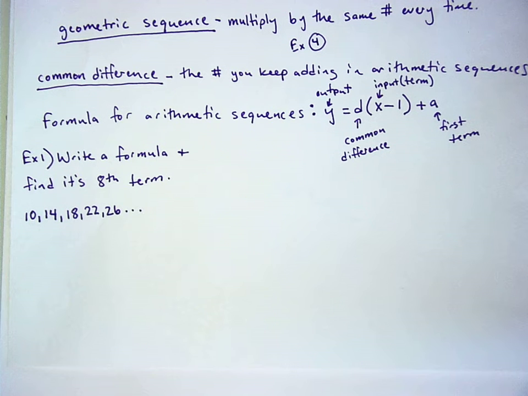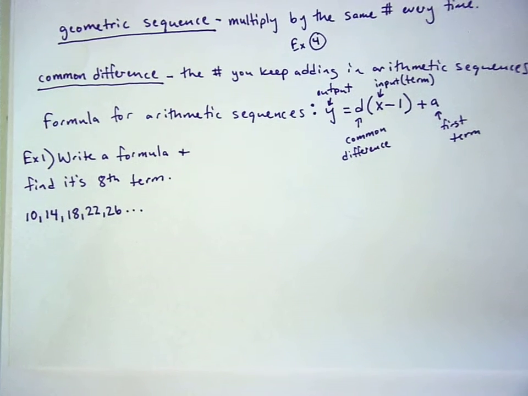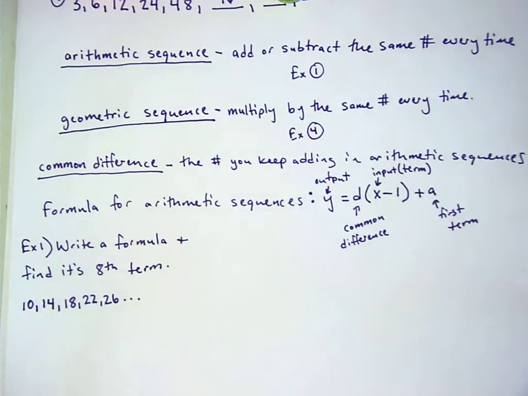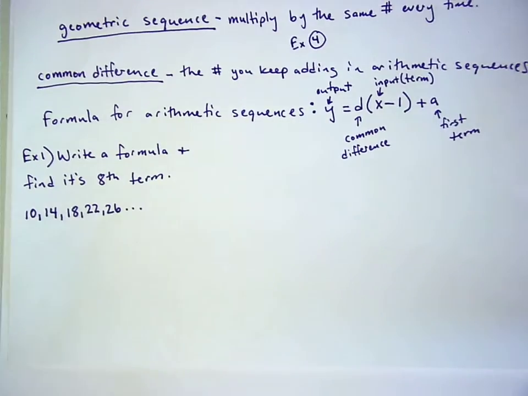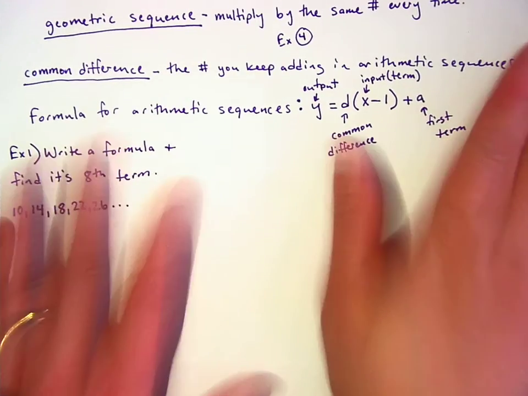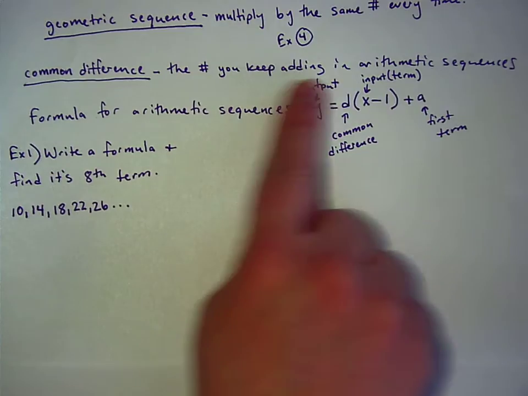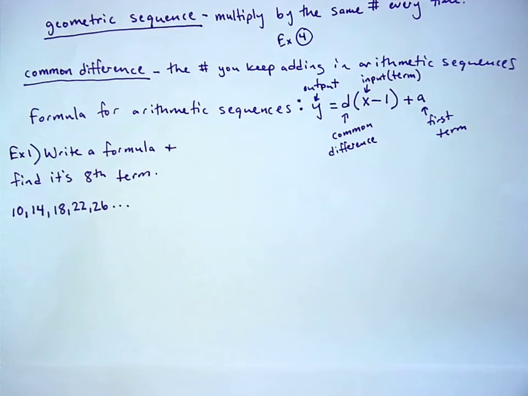All right. So for everybody at home, these were the notes from yesterday: arithmetic sequence, geometric sequence. We started, I forgot to hit record. So the first thing we have is a common difference. That's the number you keep adding in arithmetic sequences. And then we have our formula for arithmetic sequences.